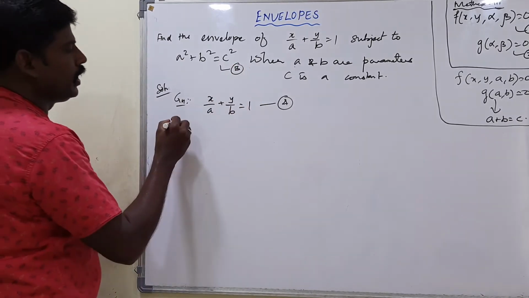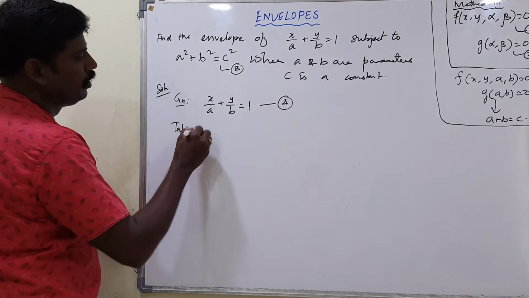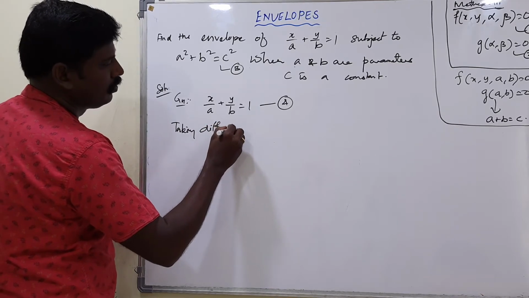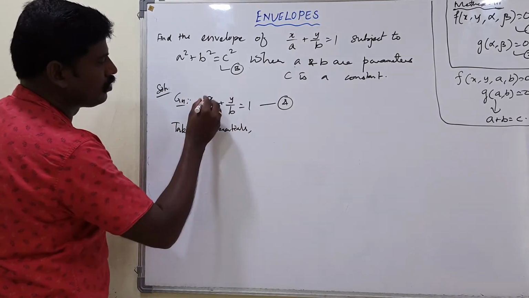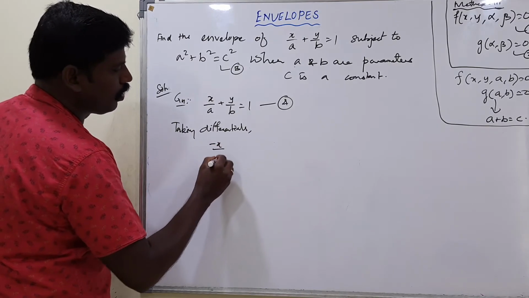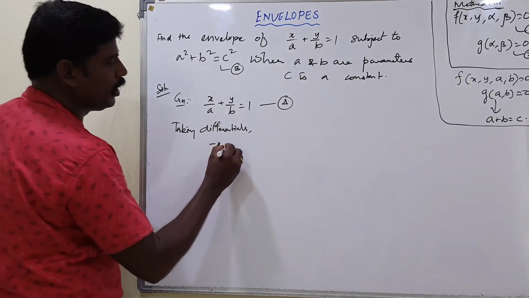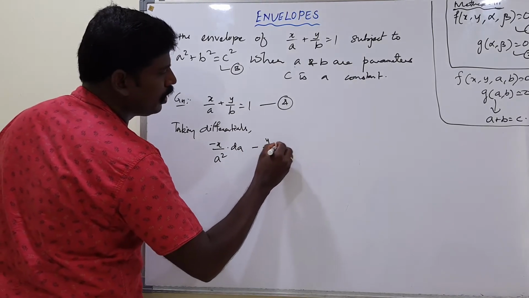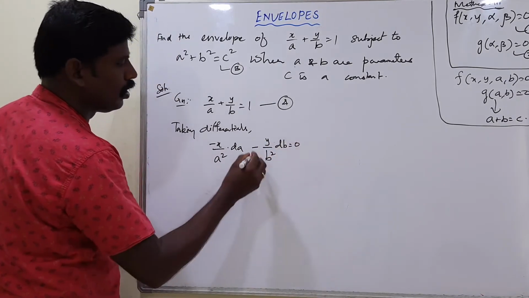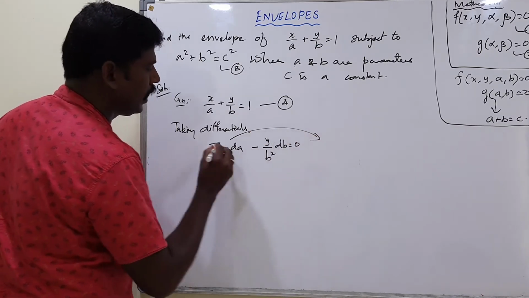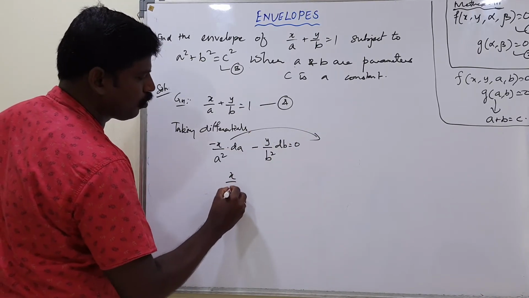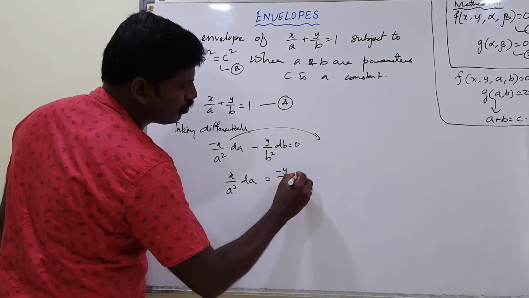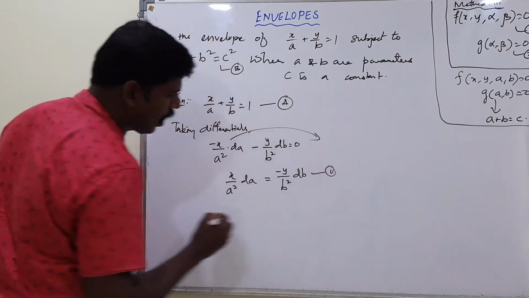Right? So taking differentials as usual. Taking differentials, what you will get? Minus x by a square, derivative of 1 by a is minus 1 by a square into dA, minus y by b square into db equal to 0. Now taking this term to the right hand side, this becomes plus. So x by a square into dA is equal to minus y by b square into db. Call it equation number 1.